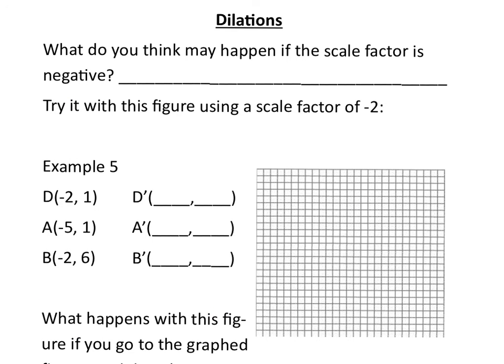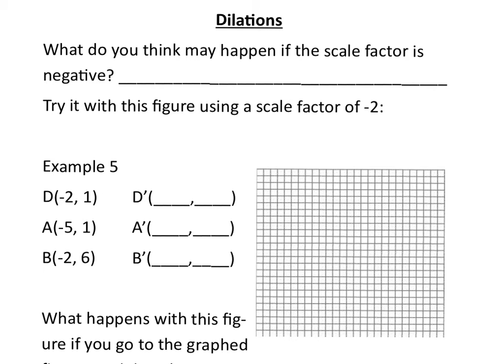Now for the last piece on dilations. The other 2 were pretty straightforward, but what happens if the scale factor is negative? So we've seen what happens if it's larger than 1. We've seen what happens if it's smaller than 1. Well, let's go a totally different direction and let's go with -2. So go ahead, make your conjecture, it's like your hypothesis, for what you think is going to happen if the scale factor is negative. Pause the video to make that conjecture.